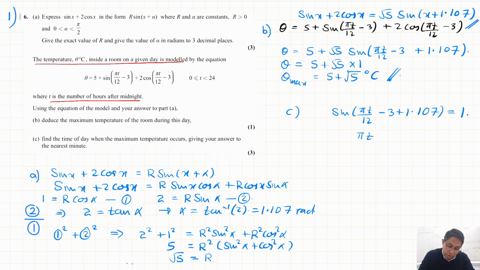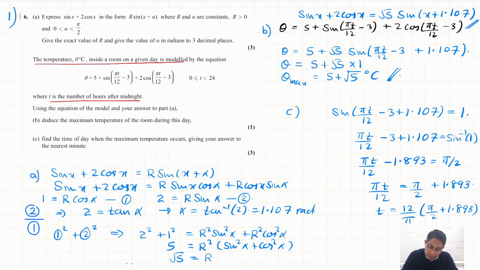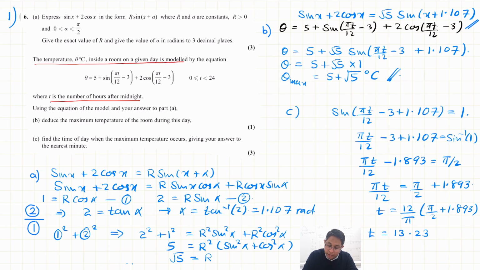Pi t over 12 minus 3 plus 1.107 should be equal to sine inverse 1. So on the left hand side you would get 5t over 12 minus 1.893 equal to sine inverse 1, which is 5 over 2. You can solve this equation, make t the subject. You can use the calculator. You would get t as 13.23 in hours. They ask for the answer to the nearest minute, so you would get t equal to 13 hours and 14 minutes.